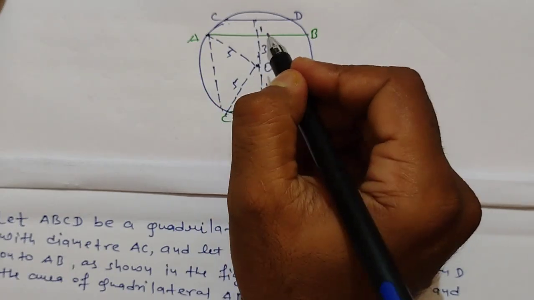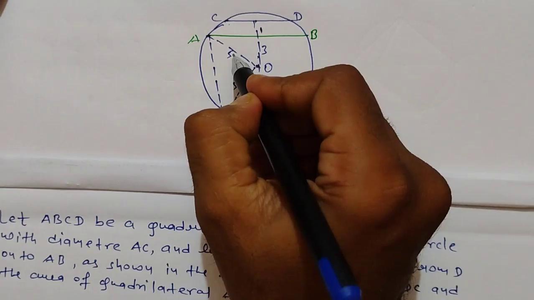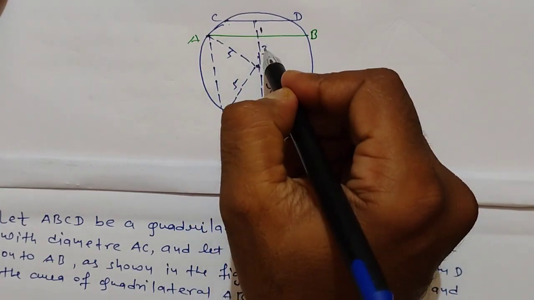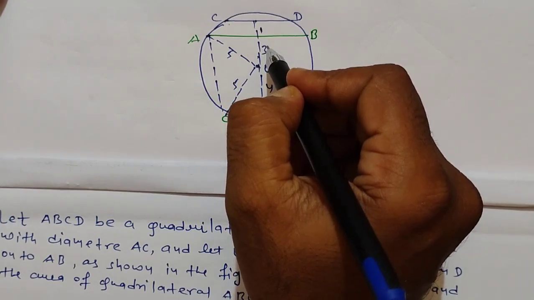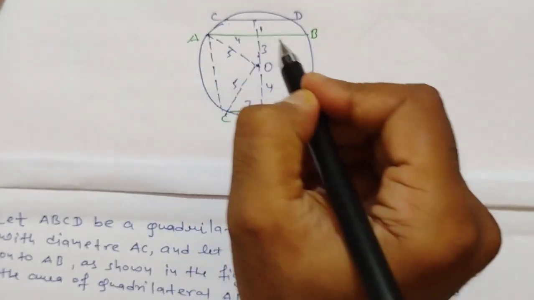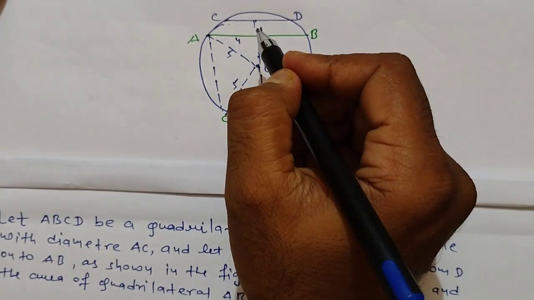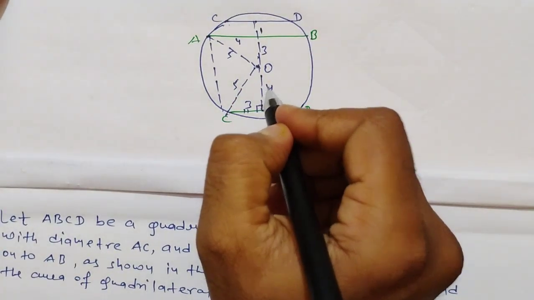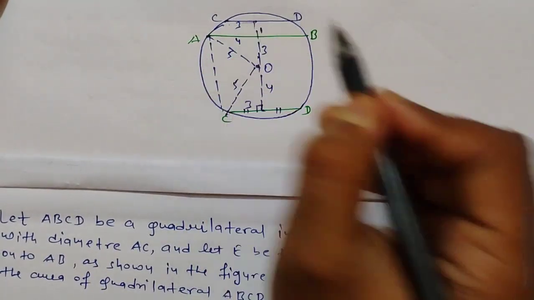Now if this is 3 and this is 5, so this will be the square root of 5 square minus 3 square, which is the square root of 16, and that will be equal to 4, so we can write this 4, and also because this length is 3, this length will be 3 also.